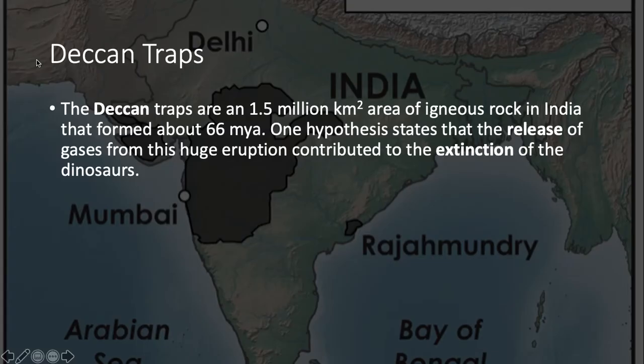The Deccan Traps. The Deccan Traps are a 1.5 million kilometer area of igneous rock in India that formed about 66 million years ago. One hypothesis states that the release of gases from this huge eruption contributed to the extinction of the dinosaurs.